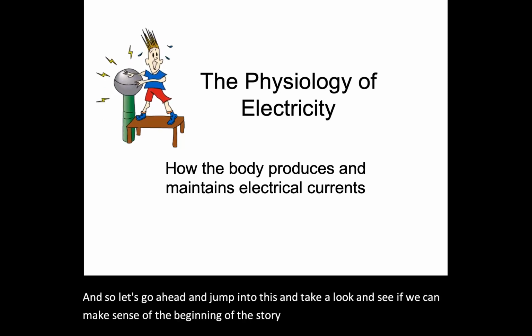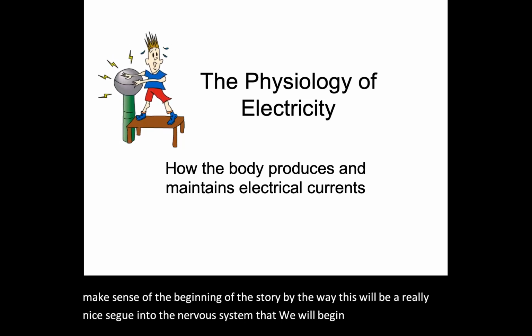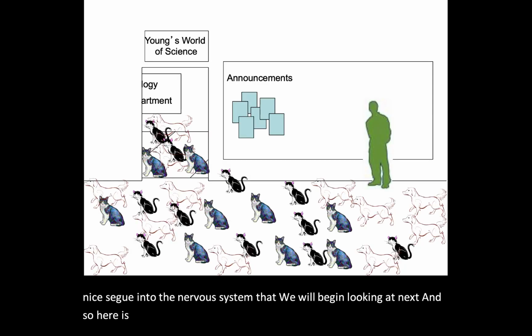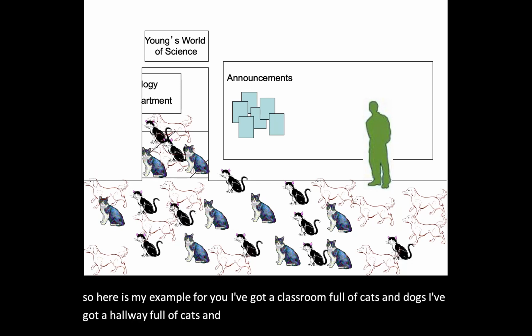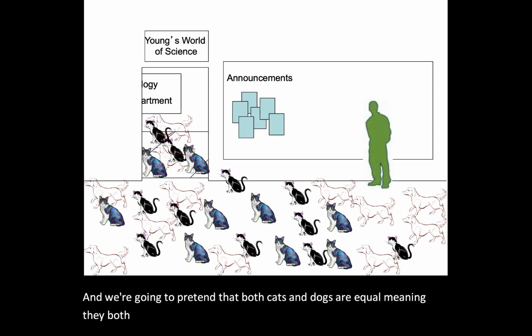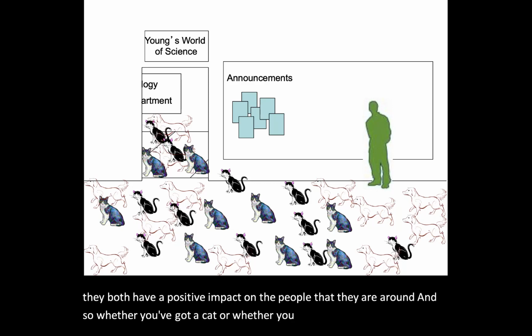By the way, this will be a really nice segue into the nervous system that we will begin looking at next. And so here is my example for you. I've got a classroom full of cats and dogs. I've got a hallway full of cats and dogs. And we're going to pretend that both cats and dogs are equal, meaning they both have a positive impact on the people that they are around. And so whether you've got a cat or a dog, you get that same positive effect.